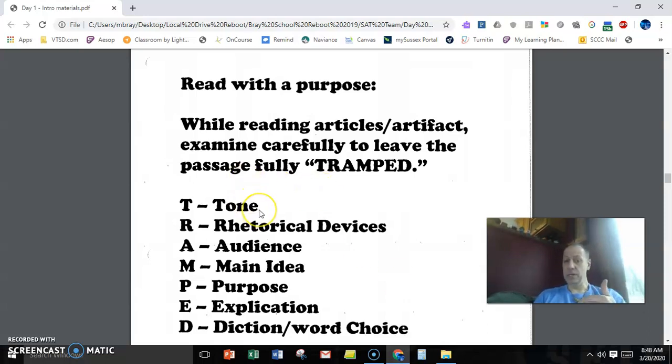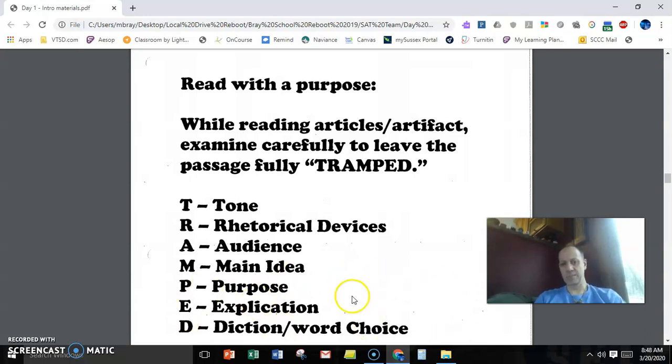Now, the author achieves that tone by using different rhetorical devices. That's a list that I'm going to show you in a second of a whole bunch of different techniques that an author can use. And also the word choice plays into the tone. So why does an author choose specific words? What is his or her purpose for using these words?